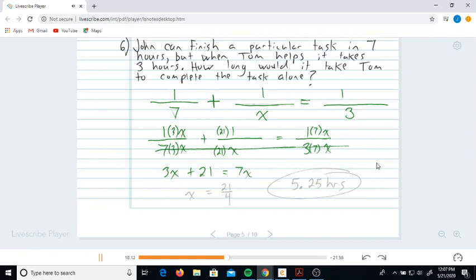To solve that, you're going to get x equals 21 over 4. In other words, that's 5.25 hours. That's how long it would take Tom by himself. Then ask yourself, does this make sense? Well, we know our answer is going to be bigger than 3 because it takes 3 hours to complete the task when you have two people working on it. Thus, you would assume working alone it would take longer than 3 hours.